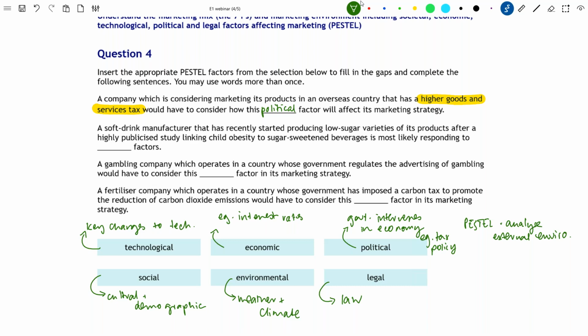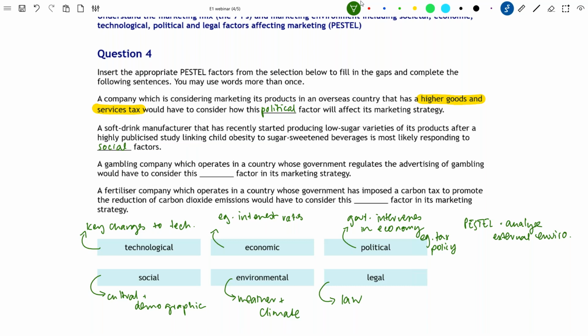Okay, so we've got a highly publicized study here, and this is going to change the public perception towards these sugar sweetened beverages. If it's shown to be bad for children's health, the parents are going to stop their children from drinking these products. And so this is an example of a company responding to a social factor, this attitude towards health that is changing. So we've got a social factor.